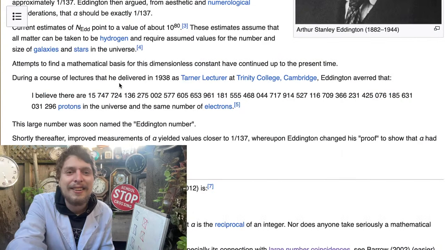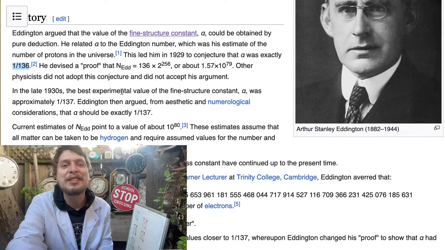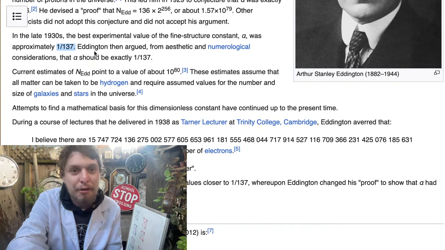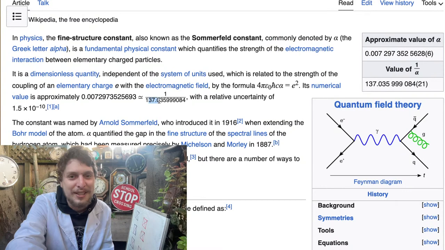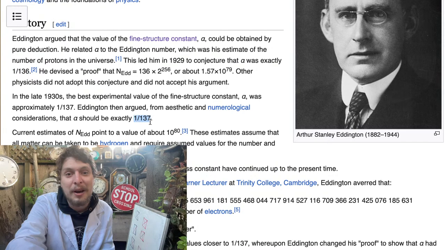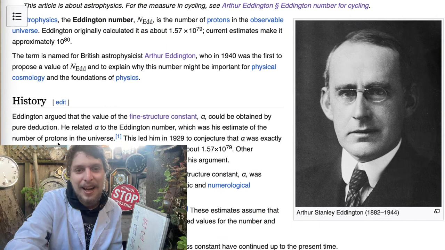What I did see here that's kind of interesting: Eddington thought it was exactly 1/136. Then he did more experiments and then decided it was exactly 1/137. Humans want stuff to be whole numbers. It's hard not to. It's not exactly that. It's a slightly different number, the reciprocal of that. But it's interesting that he was like, okay, it's this whole number. It's not? Okay, it's got to be this whole number. It's relatable. Humans want it to be a whole number.